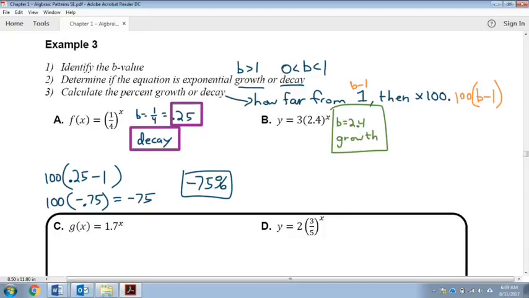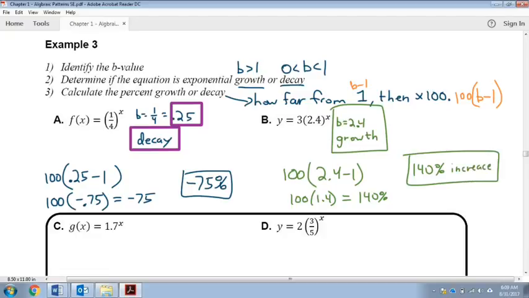Okay. And then to find the percent growth or decay, I'm going to take my b value. That's 2.4. I'm going to subtract 1. That's how far away from 1 it is. And then I'm going to multiply it by 100. So 2.4 minus 1 is 1.4 times 100 is 140, so 140%. This is a 140% increase. Okay? Try the other ones on your own.